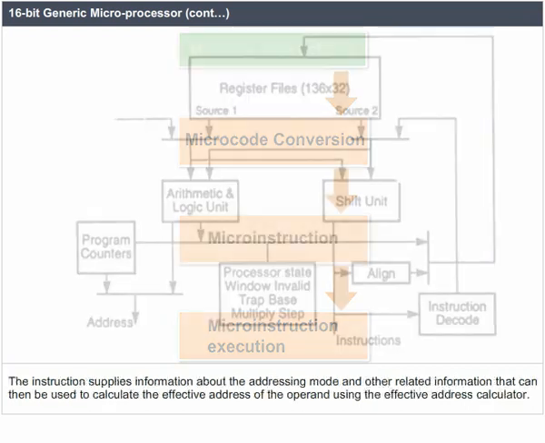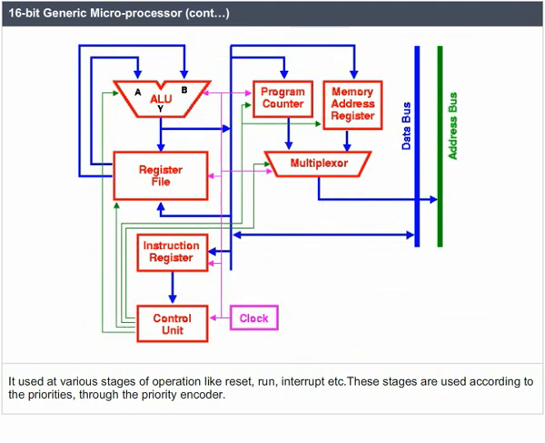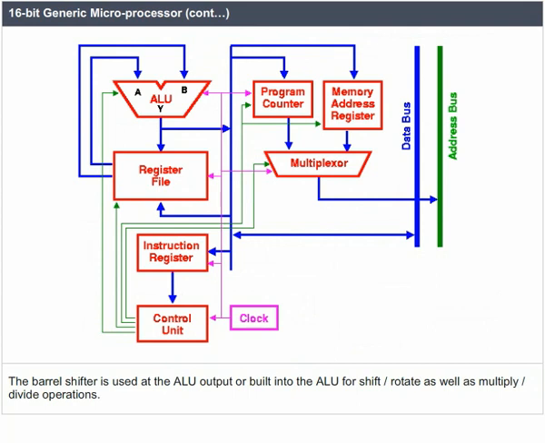The instruction supplies information about the addressing mode and other related information that can be used to calculate the effective address of the operand using the effective address calculator. It is used at various stages of operation like reset, run, interrupt, etc. These stages are used according to the priorities through the priority encoder. The barrel shifter is used at the ALU output or built into the ALU for shift, rotate, as well as multiply, divide operations.